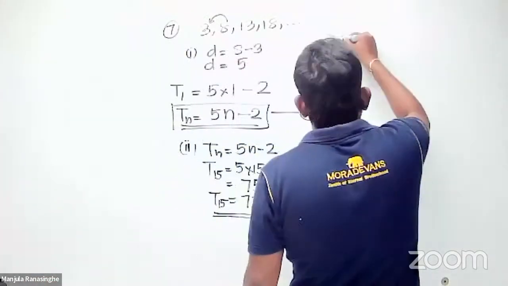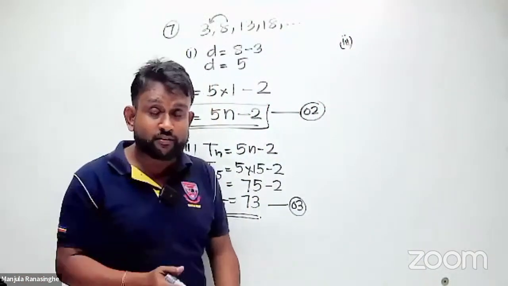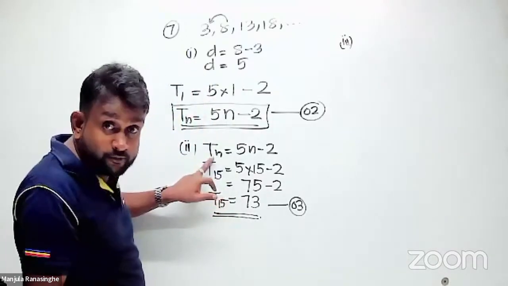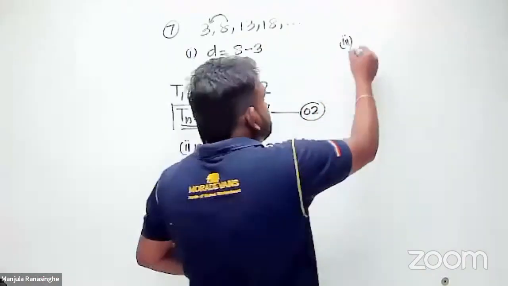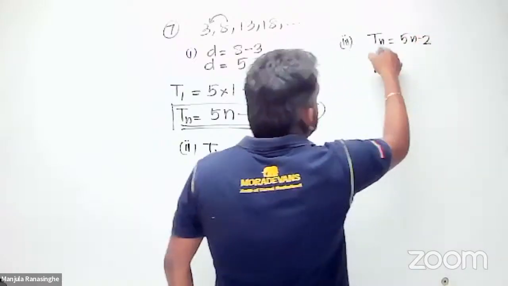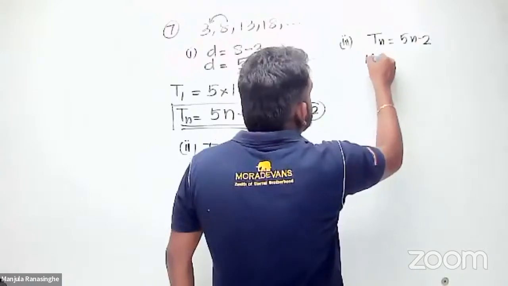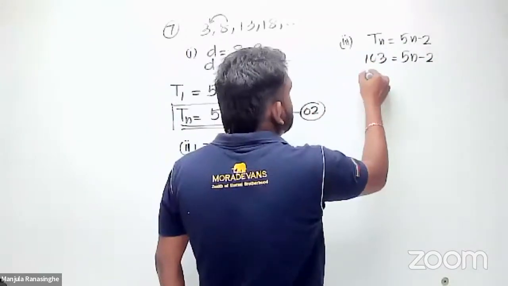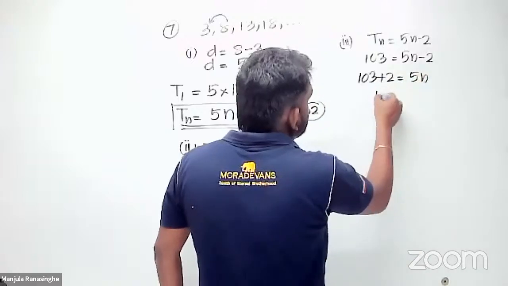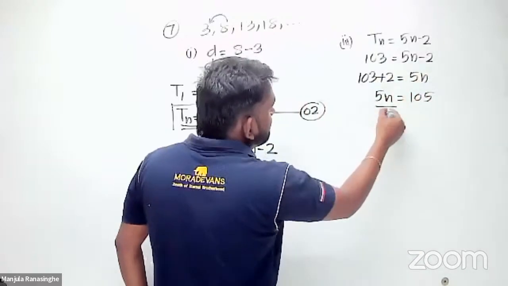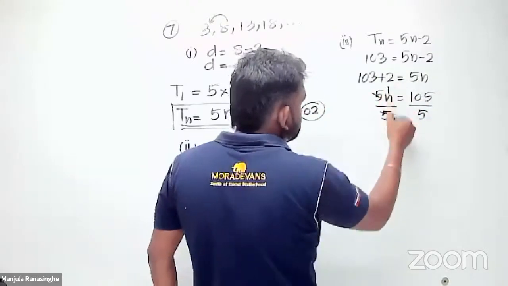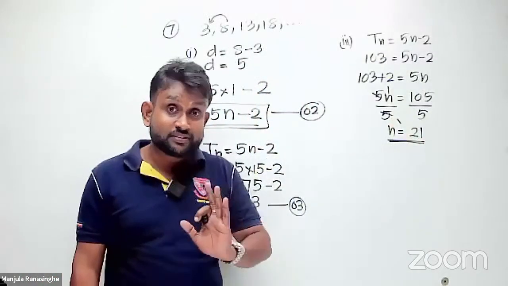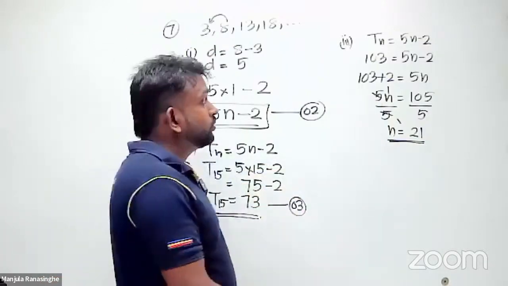Then part 3, this is very easy. Which term is 103? Now the term is given, asking which term it is, that means n is asked. So Tn is given, and n is asking. Substitute into the general equation Tn equals 5n minus 2. For Tn, substitute 103 equals 5n minus 2. Then this minus 2 to the other side, 103 plus 2 equals 5n. Then 5n equals 105. To make n the subject, divide by 5 on both sides. 5 cancel, then n equals 21. So that means the 21st term. 103 means the 21st term. That's not much hard.